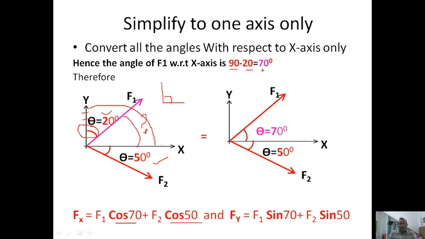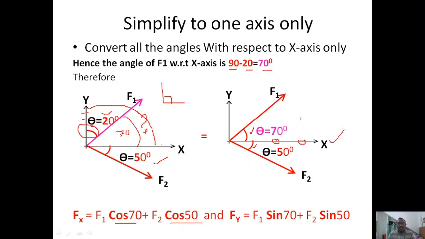Now what I got? 70 degree. So this angle is 70 degree. So this is the 70 degree. I am interested in finding the 70 degree. Now this theta is with the x-axis only, and this theta also with the x-axis only. So all the angles are with the x-axis only, right?